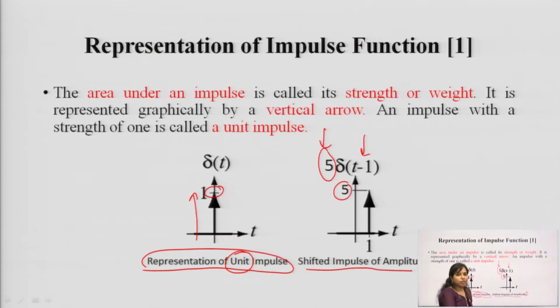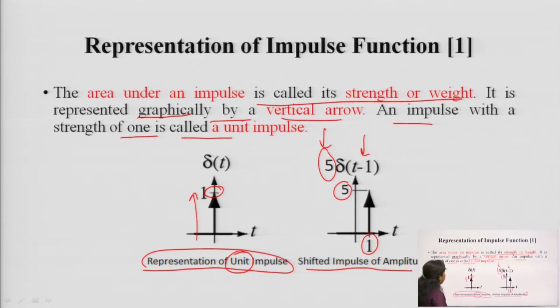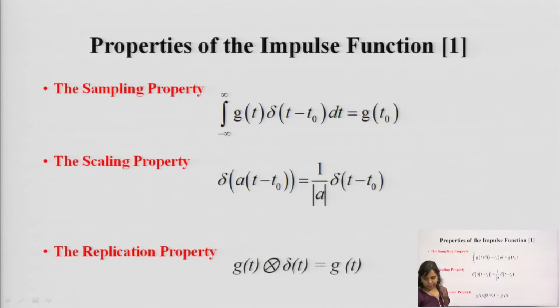First, the amplitude has changed from unity to 5 and it is a shifted version. So, it will be demonstrated at 1 only. The area under an impulse is called its strength or weight. It is represented graphically by a vertical arrow, and an impulse with a strength of 1 is called a unit impulse case. So, this is the representation of the impulse function.